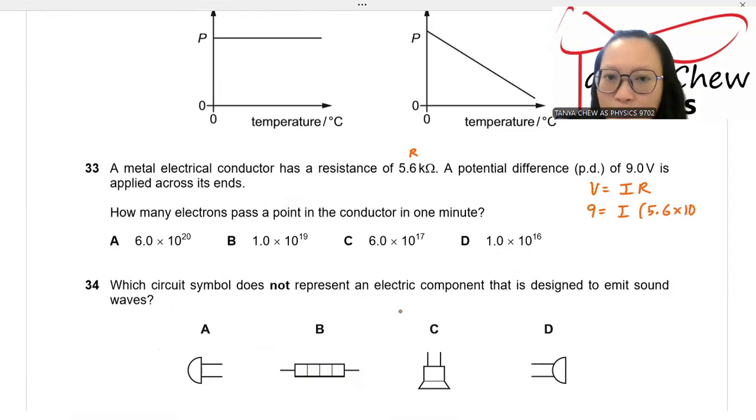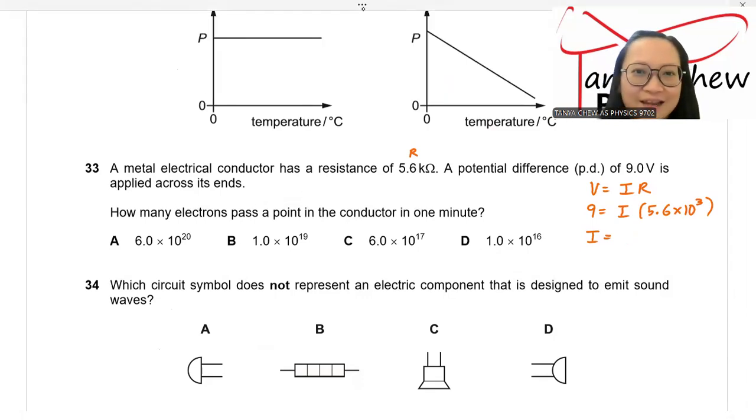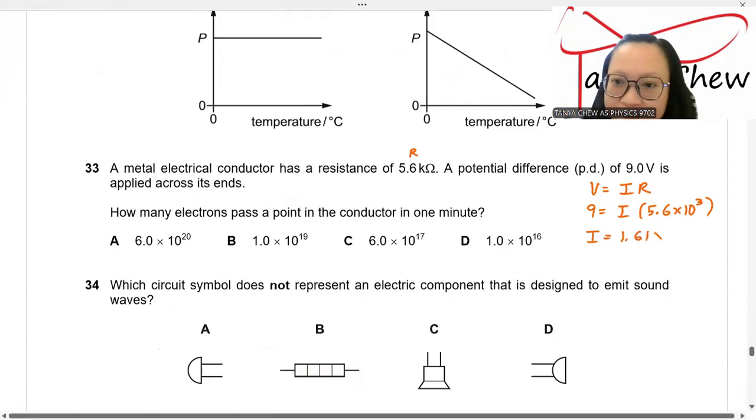5.6 times 10 to the power of 3. That is the value of the resistance. My current value is equal to 1.61 times 10 to the power of negative 3 ampere.